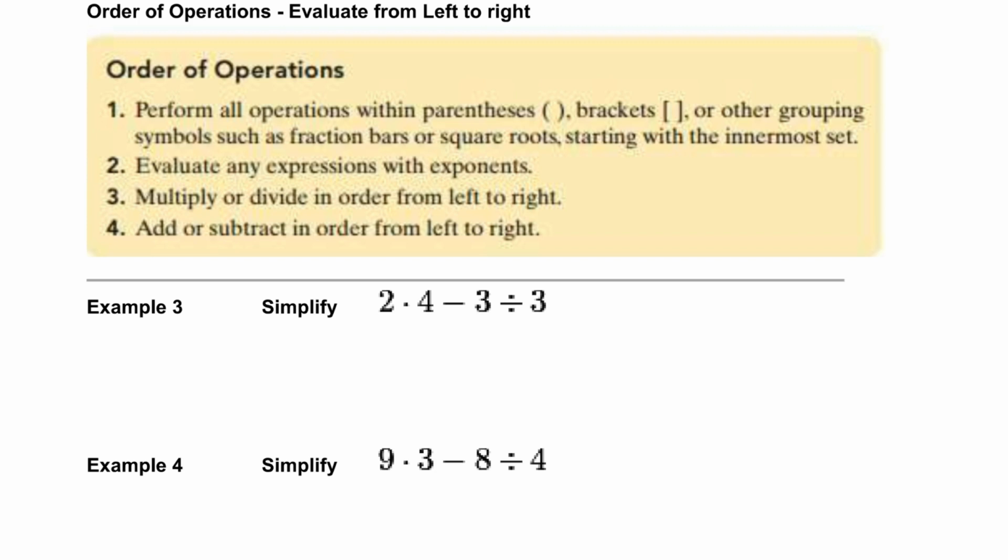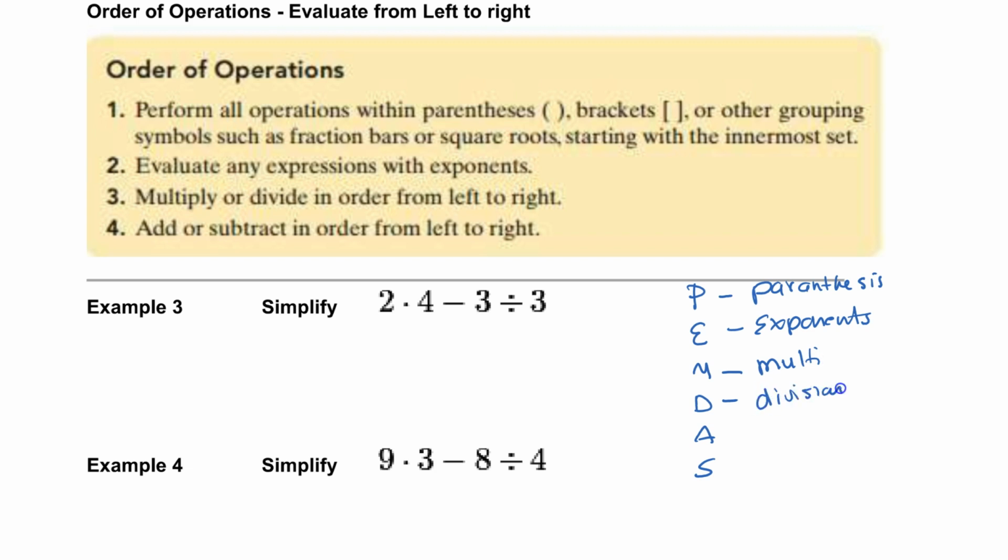We did talk about order of operations. We have P, E, M, D, A, S, and we know that P stands for parentheses. And we know that E stands for exponents. We have M, which is multiplication. We have D, which is division. A is for addition, and S is for subtraction.